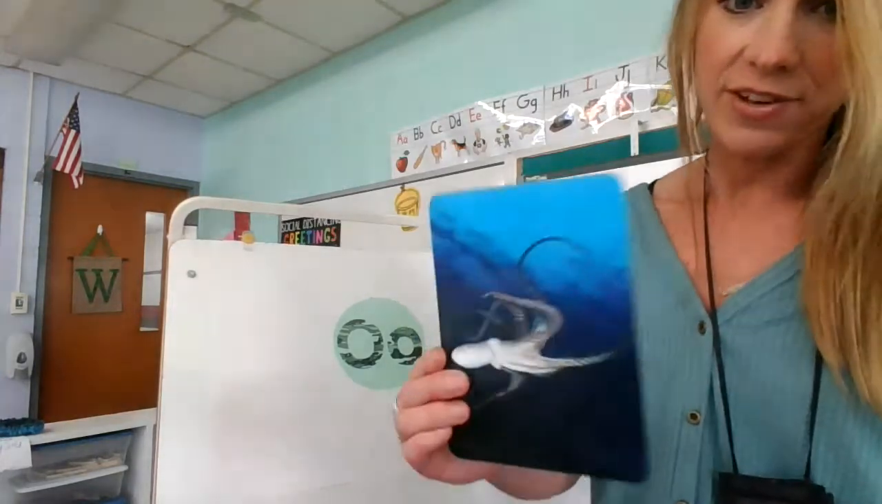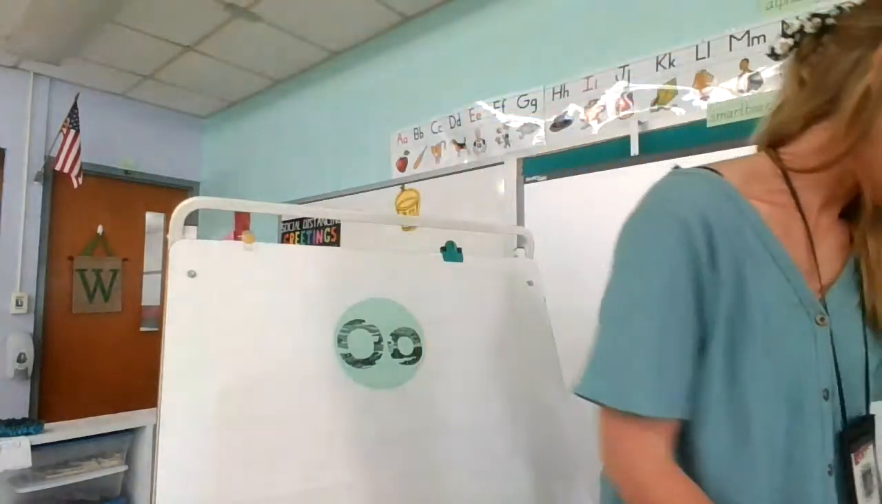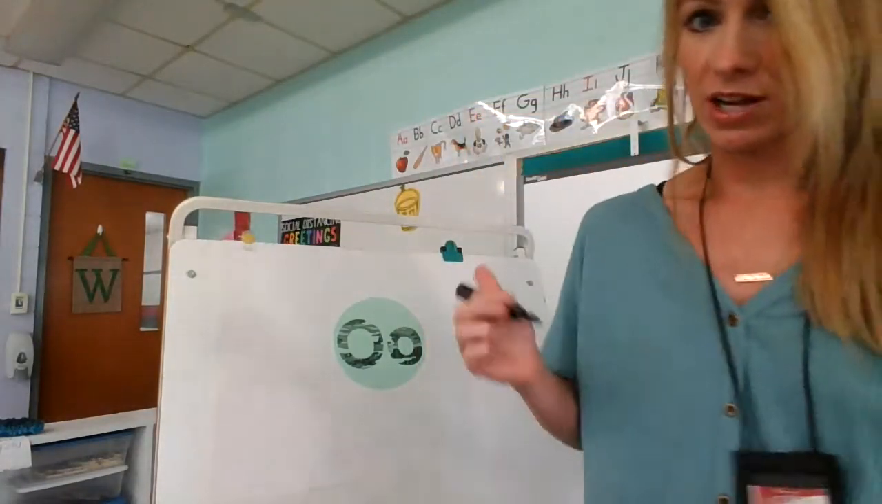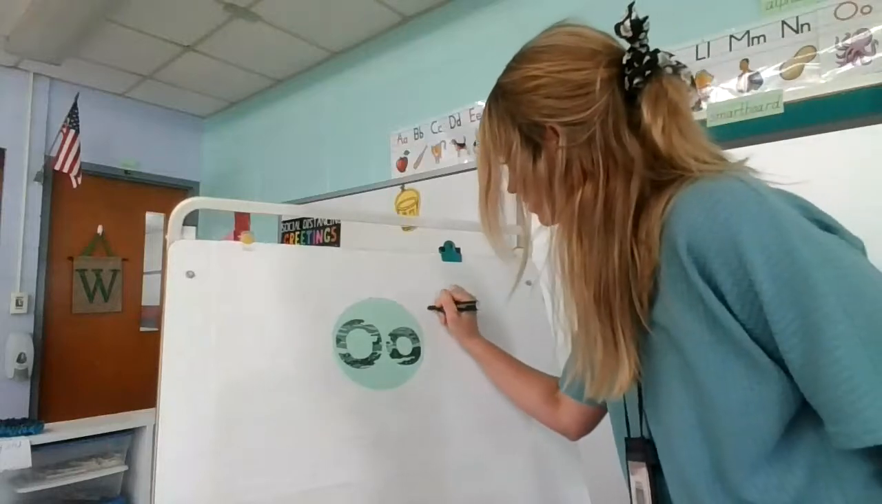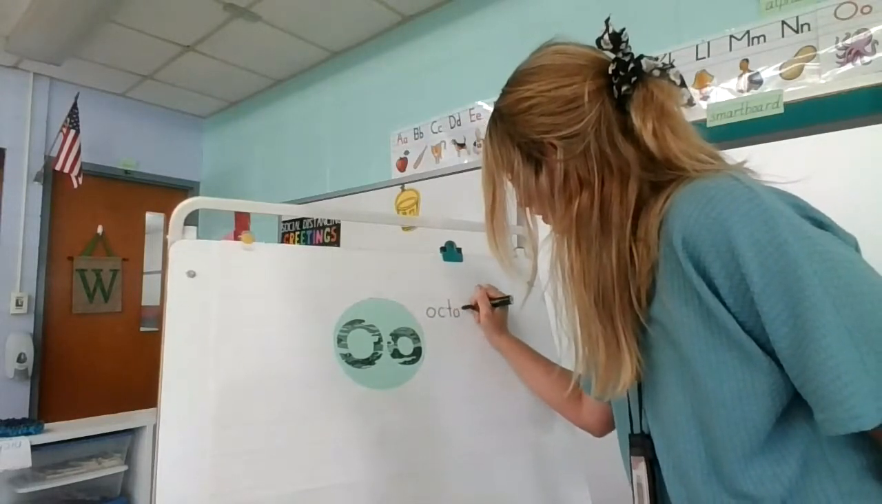First one we have is an octopus, right? Octopus actually has two O's in it. So let's write the word octopus. Octopus.